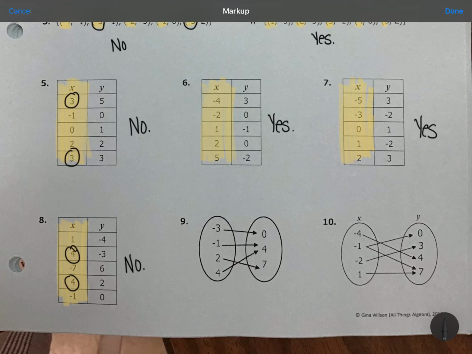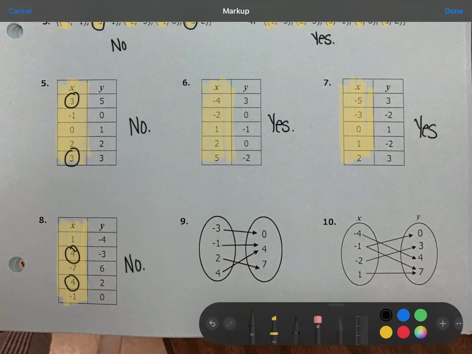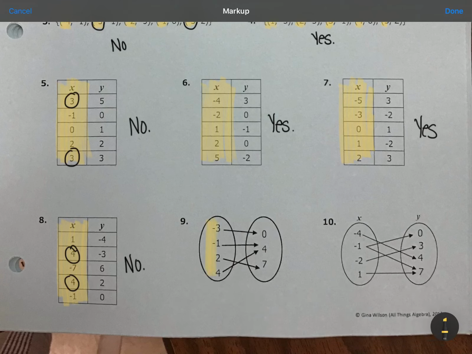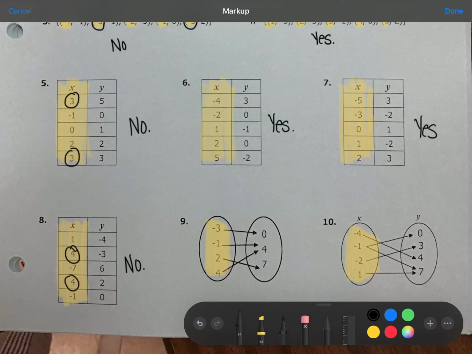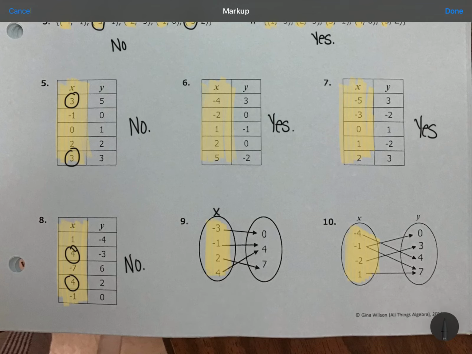All right, the third type of relation can be shown as a mapping. If I take a look at number 9 and 10, these are both mappings. And remember, the first bubble are your x's. So I'm only going to focus in on my x's, and look to see if any of these x values repeat. The way that you can see if they repeat is if any of the numbers in the first bubble, your x bubble, have 2 arrows coming out of them. Each one of these only has 1 arrow leaving the number. So this one is a function.